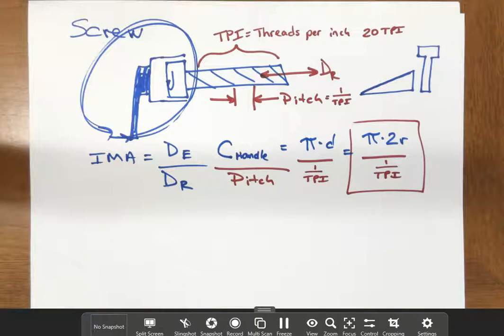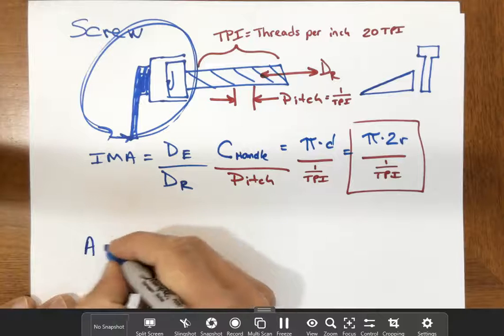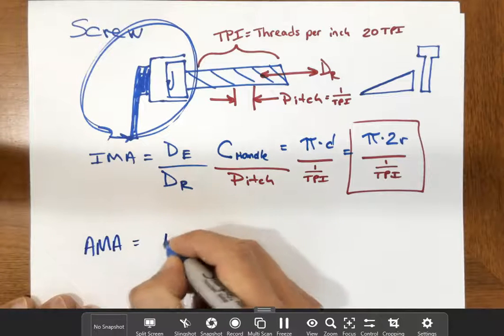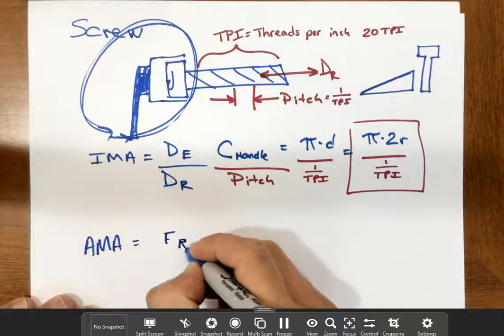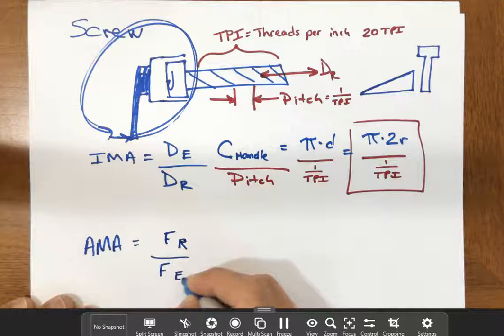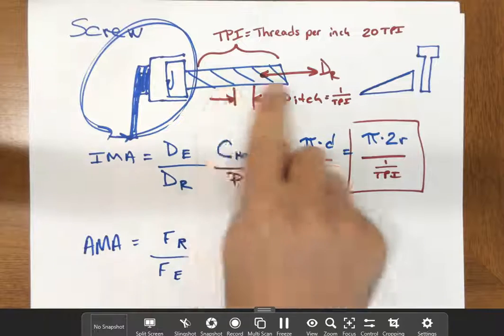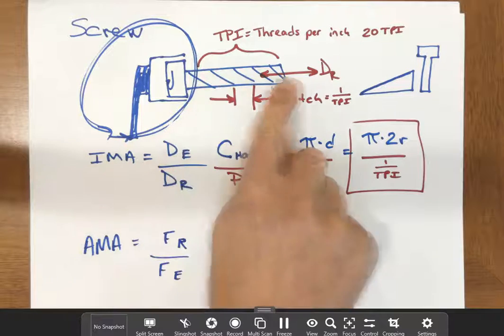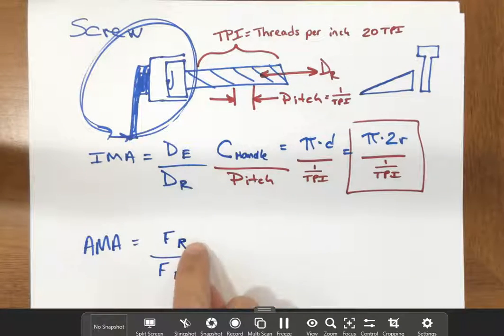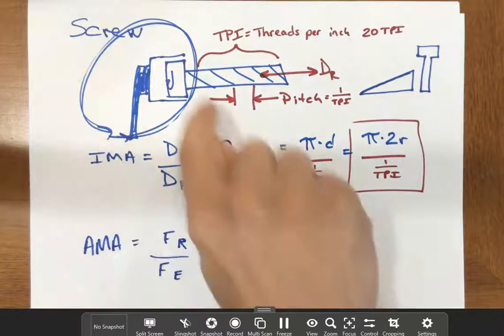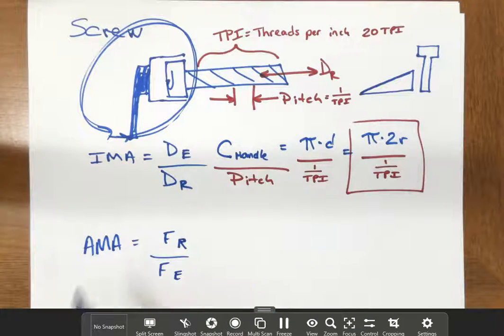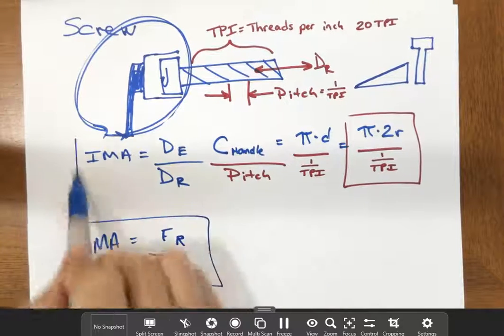AMA is simple. You're just going to have to know the actual forces. How much force did it take to push on that handle? How much resistance force is there in the screw? As it's trying to move linearly, it doesn't want to move, so how much resistance force is there, and how much effort does it take to push on that handle? And so AMA is the same.